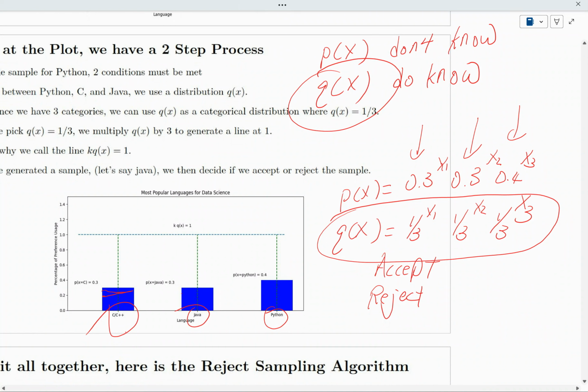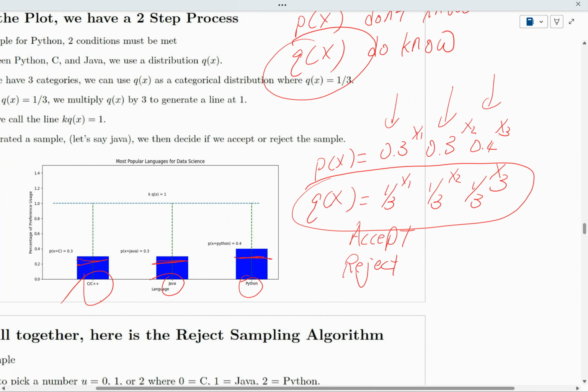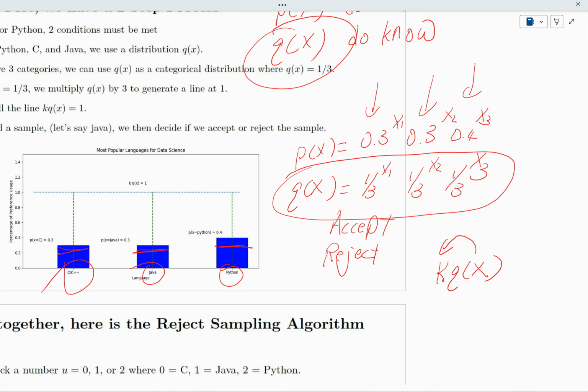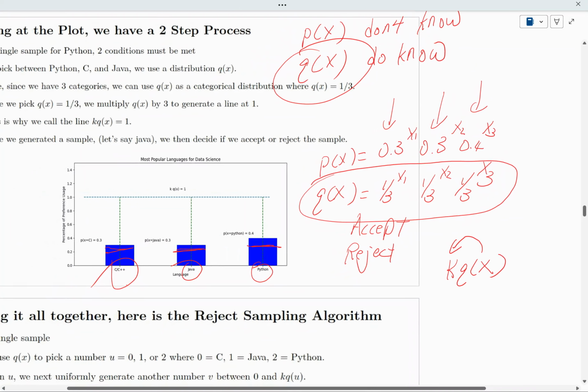So the red line here, this is where Q is. What we do is we multiply Q by some value K. So we multiply by some value K, and K is a number, a constant value. And that essentially pushes this to another line.